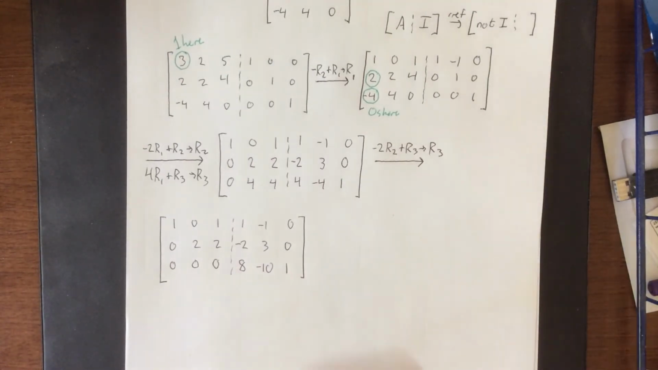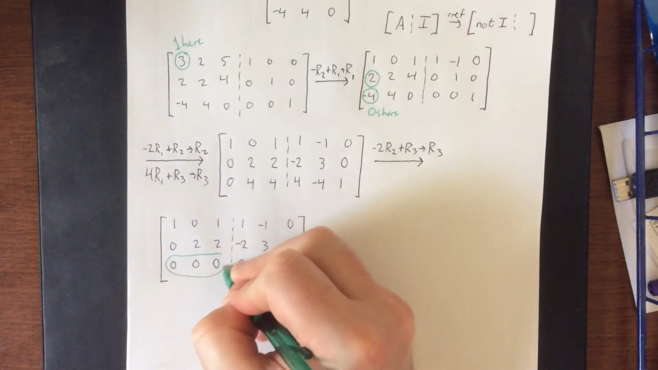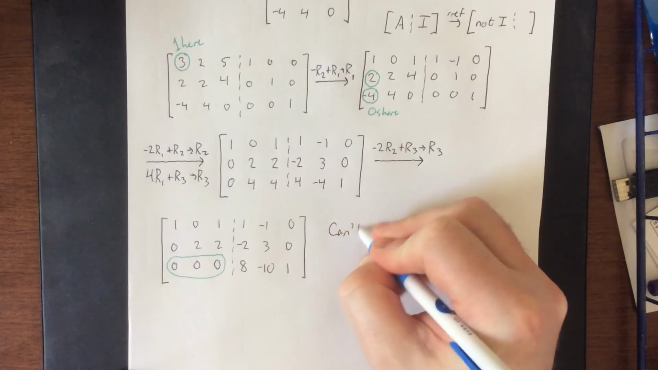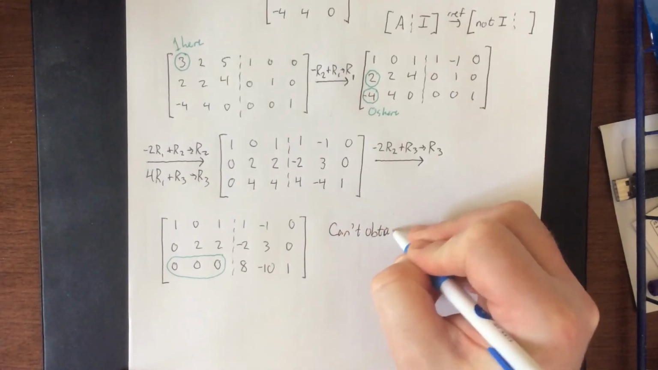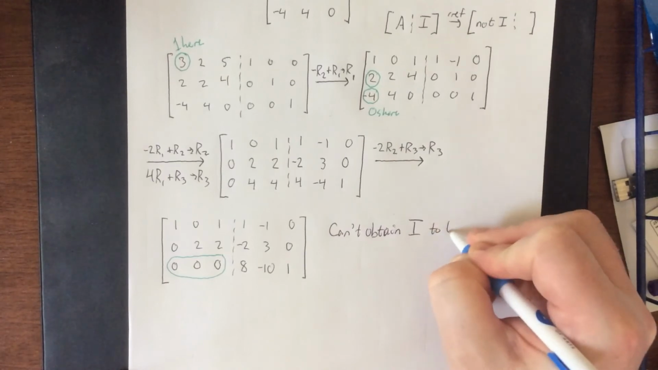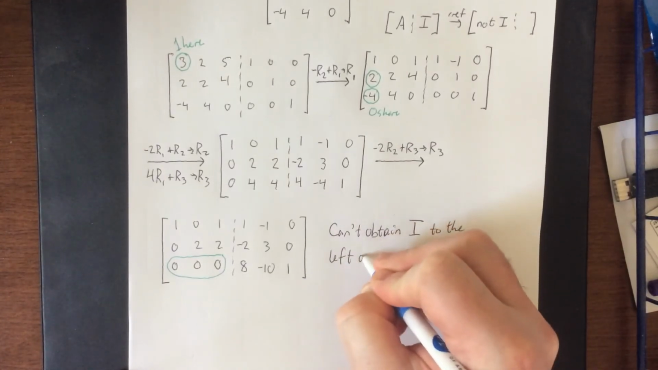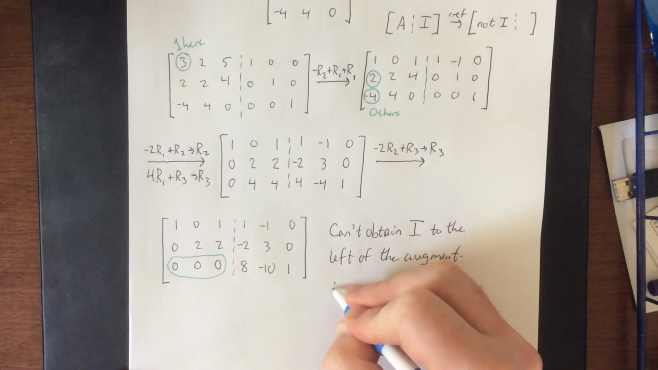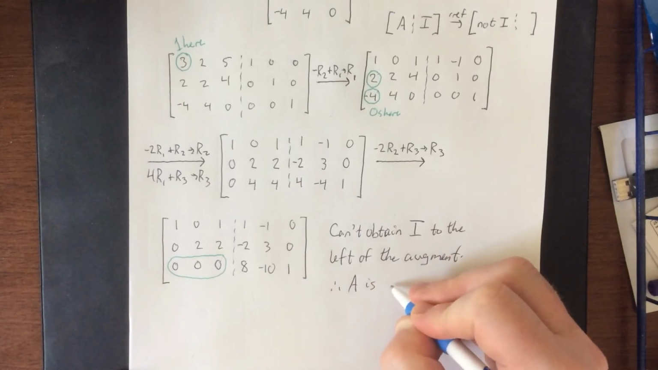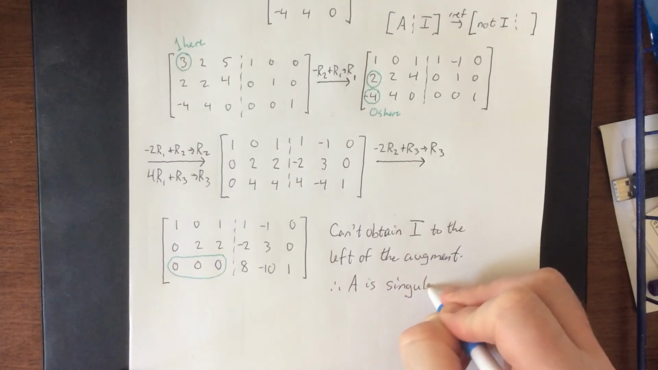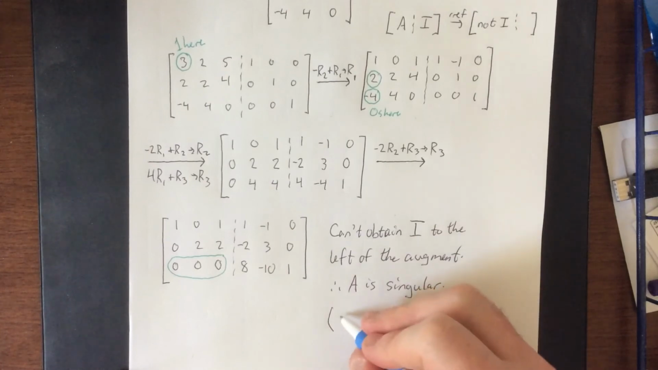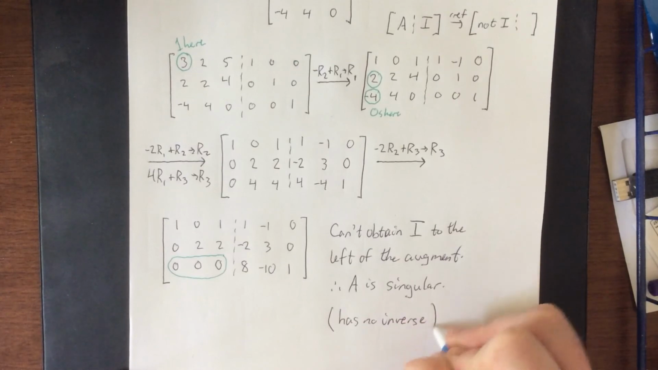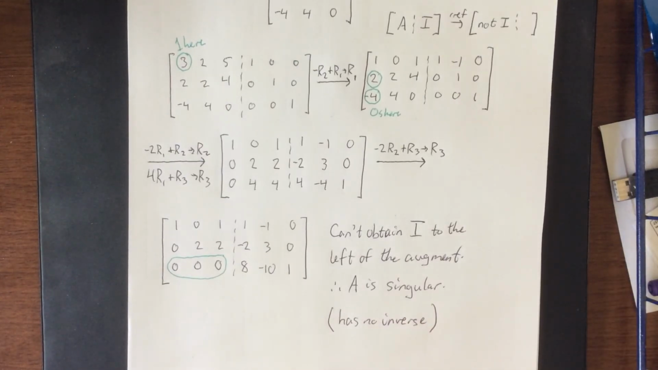Because we wind up with this row of zeros to the left of the augment, this is what verifies that A has no inverse. So we can't obtain I to the left of the augment. Therefore, A is non-invertible, or singular, which is just a fancy way of saying A has no inverse.